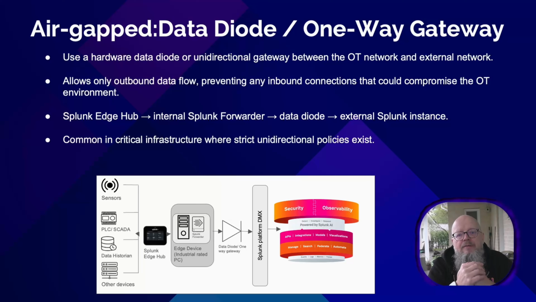This is common in critical infrastructure. The solution is a data diode, a hardware device that enforces a one-way data flow. In this setup, the Splunk Edge Hub sends data to the internal Splunk forwarder. That forwarder then passes the data across the data diode to an external Splunk instance. This allows you to get your OT data to an enterprise or cloud environment for analysis while making it physically impossible for any connection to come back into the OT network.